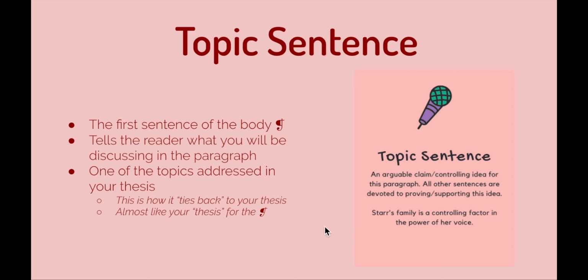The example that I'm going to be using is from an essay a student wrote about The Hate U Give. So the topic sentence here is, "Star's family is a controlling factor in the power of her voice." Now when we look at this sentence, it's definitely arguable because someone could argue that Star's family does not have a say in her voice or how it's used.